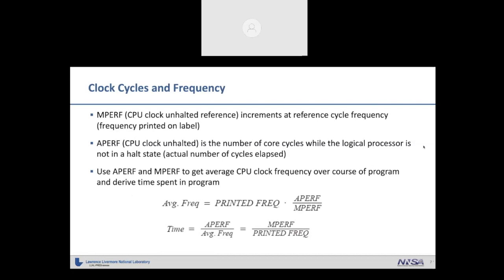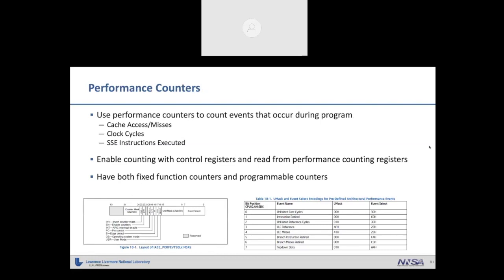Below, you'll see the math that we used to find average frequency and time. To make sure the time was correct, we used gettimeofday to see if we were in the ballpark, so that we could say the time the MSRs were reporting was correct, just to make sure that our math was right. We also had other performance counters that helped us with cache access and misses, as I mentioned before, clock cycles, and instructions executed.